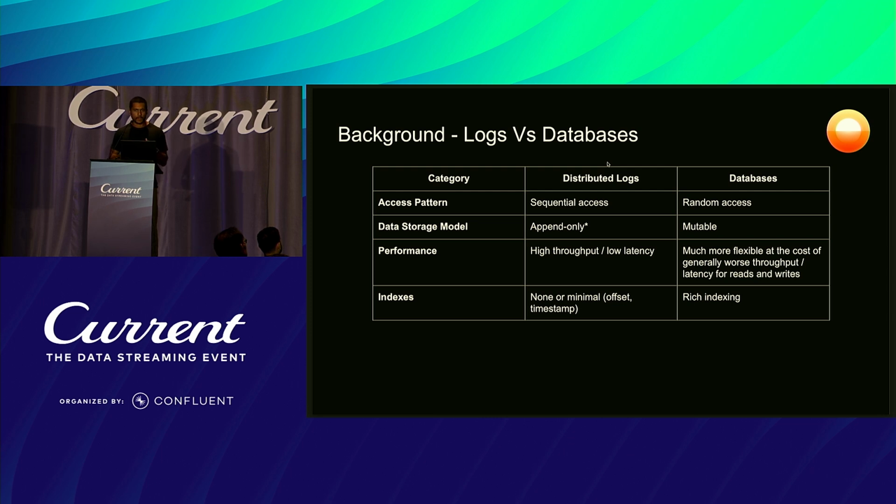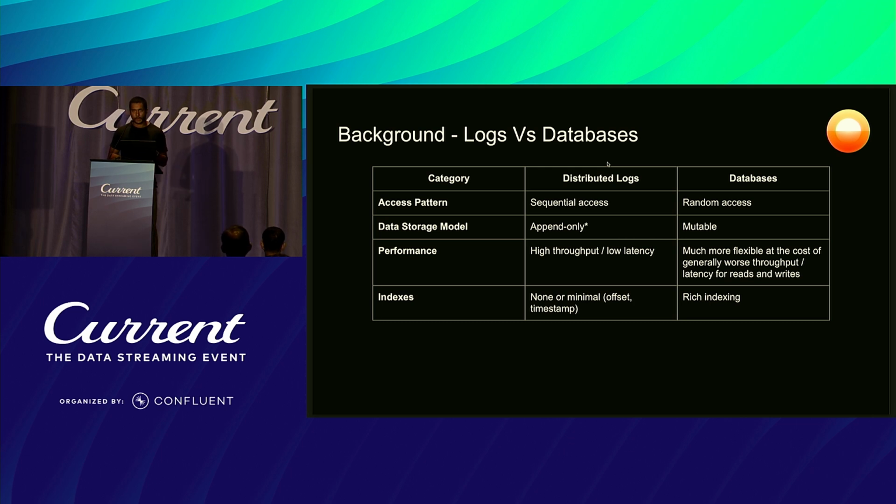First, distributed logs like Kafka allow you to have sequential access to the data. They are typically append-only, and you can change that a little bit, but they're typically append-only. They offer high throughput and low latency for both reads and writes. They typically do not allow you to index. Kafka allows you, for example, to index data by offsets or by timestamp, and that's pretty much it. But there's not much more than that typically.